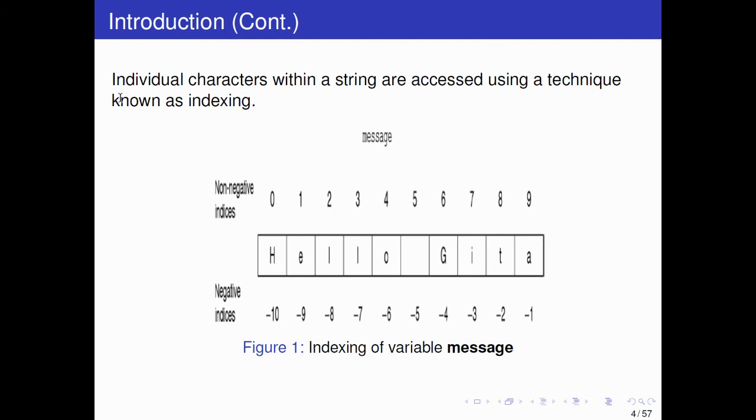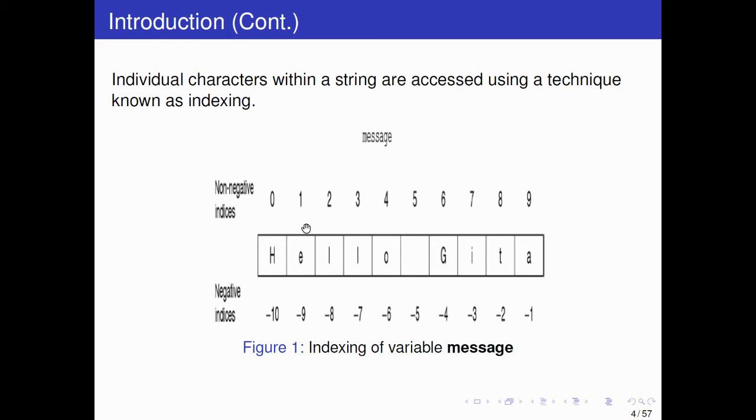Okay, next. The individual characters within a string are accessed using a technique known as indexing. There are two different ways of indexing. One, you can start with 0 from the left side. So index 0 is h, right? At index 1 it is e, at index 2 it is l. You can also access like this. But if you want to take negative indices, you have to start from the right, and it will start with -1, not 0. But from the left they start with 0.